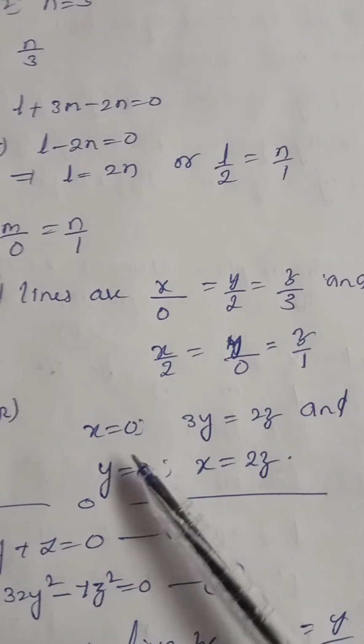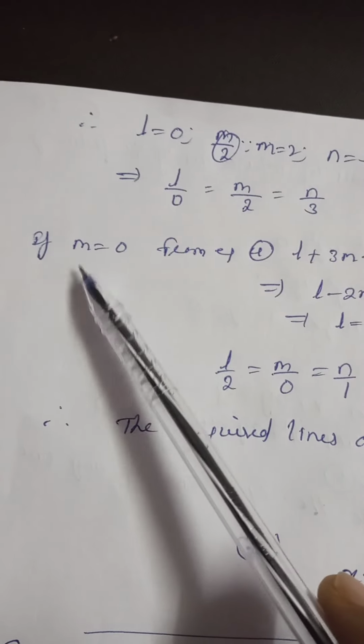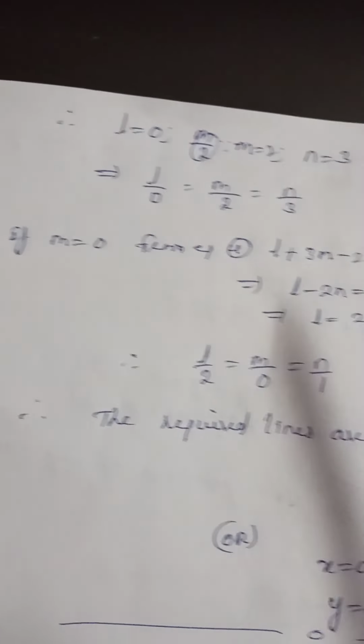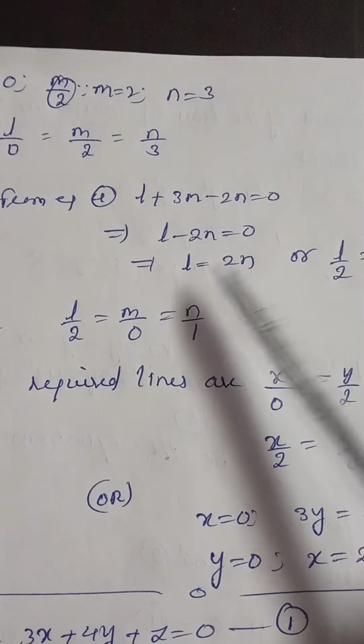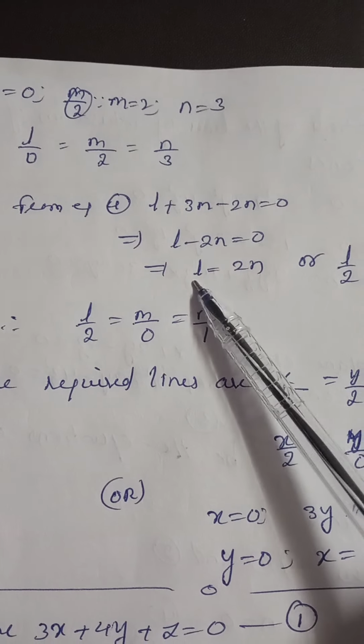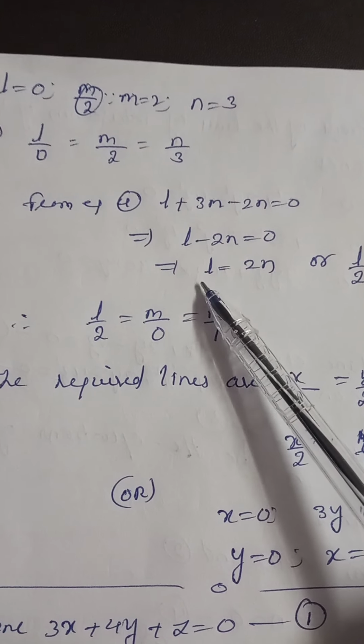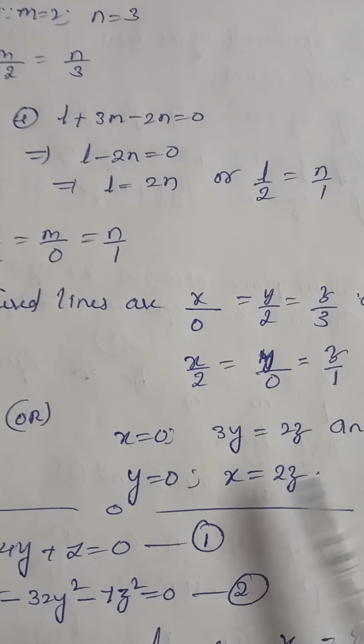Another one is y is equal to 0. Here m is equal to 0 means replace m by y, y is equal to 0. Next L is equal to 2n. Replace L by x, n by z. That means x is equal to 2z you will get. x is equal to 2z.